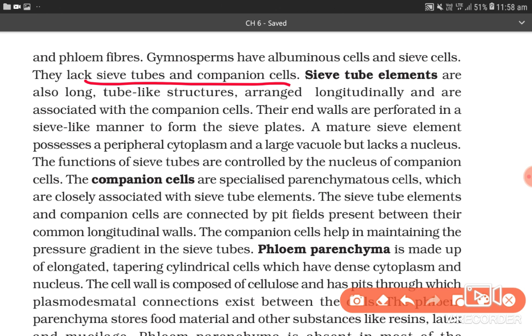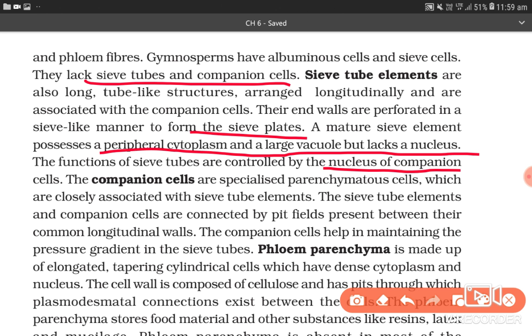Sieve tube elements are also long, tube-like structures arranged longitudinally and are associated with the companion cells. Their end walls are perforated in a sieve-like manner to form sieve plates. A mature sieve element possesses a peripheral cytoplasm and a large vacuole but lacks a nucleus. The functions of sieve tubes are controlled by the nucleus of companion cells.